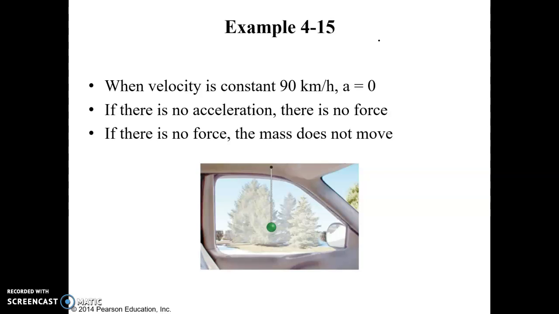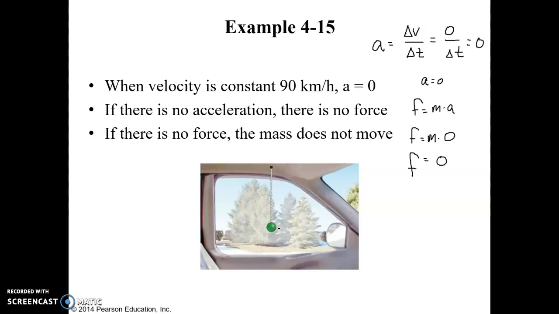Because if we think of the definition of acceleration, acceleration is equal to the change in velocity over the change in time. If velocity isn't changing, then that's equal to 0 over delta t. So it doesn't matter what the delta t is, it's always going to be equal to 0. And if acceleration is equal to 0 and force equals mass times acceleration, then the force would be equal to mass times 0, which is 0.